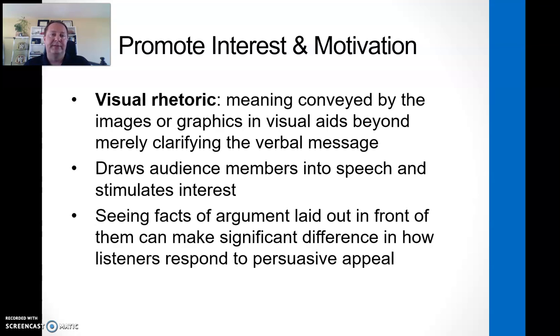So visual rhetoric, the definition of this is the meaning conveyed by the images or graphics in visual aids beyond merely clarifying the verbal message. It draws the audience members into the speech and stimulates interest, and seeing facts of the argument laid out in front of them can make a significant difference in how listeners respond to persuasive appeal.